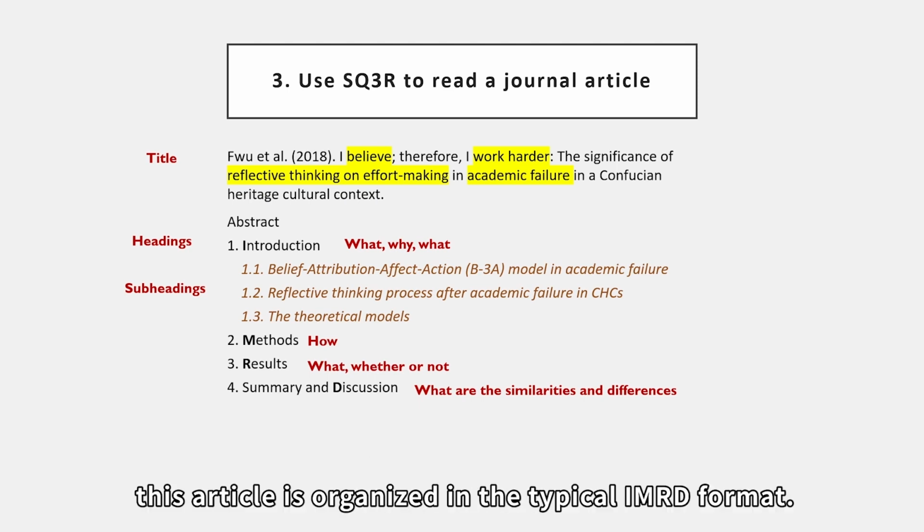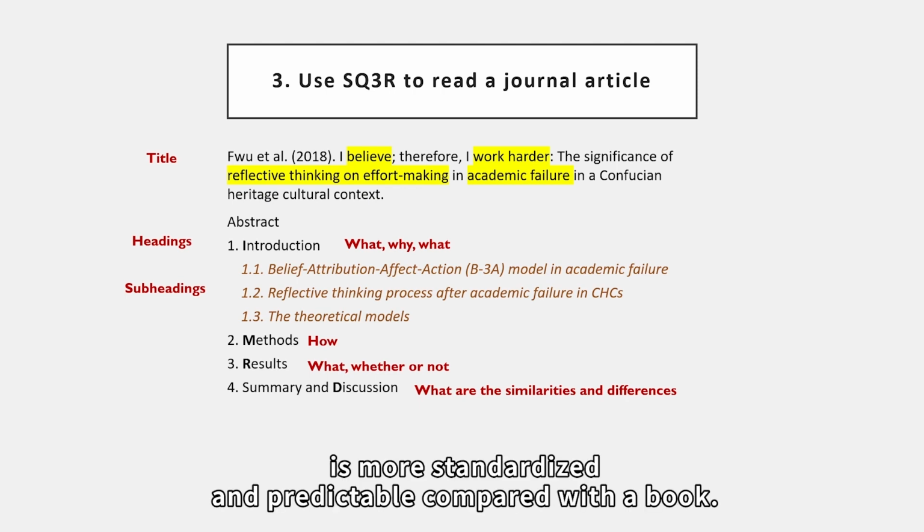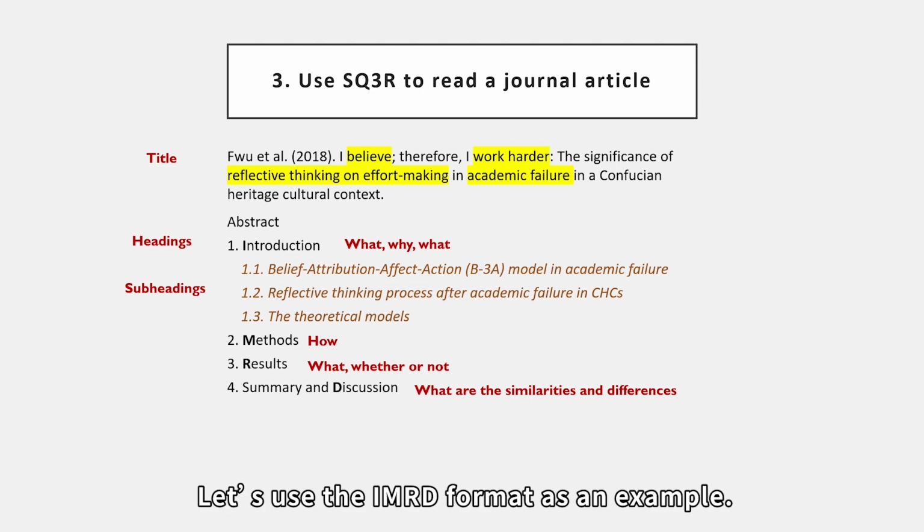In general, this article is organized in the typical IMRD format, starting with an introduction, followed by the methods, results, and finally the discussion. The organization of a journal article is more standardized and predictable compared with a book. This would make it easier for us to use the question strategy. Let's use the IMRD format as an example.